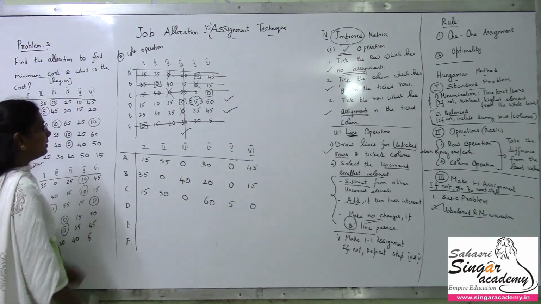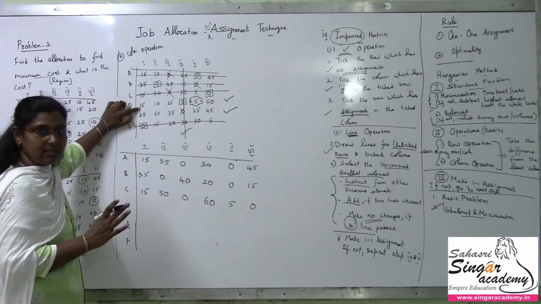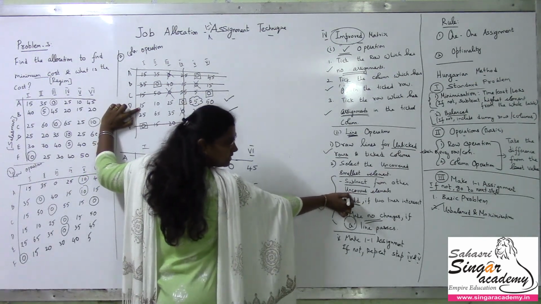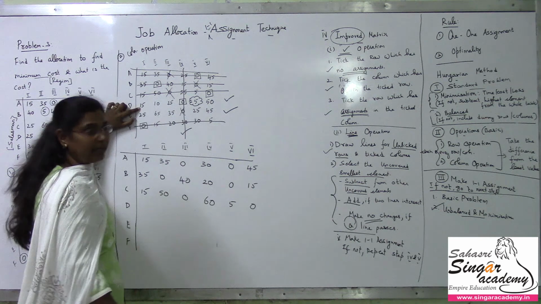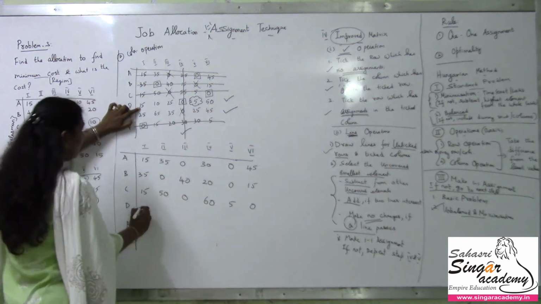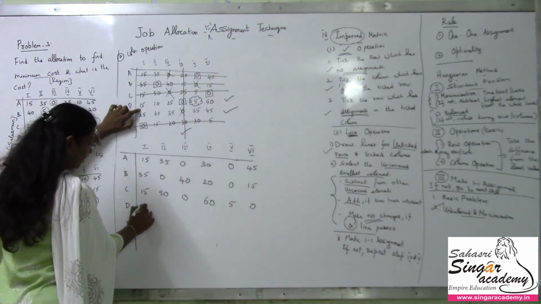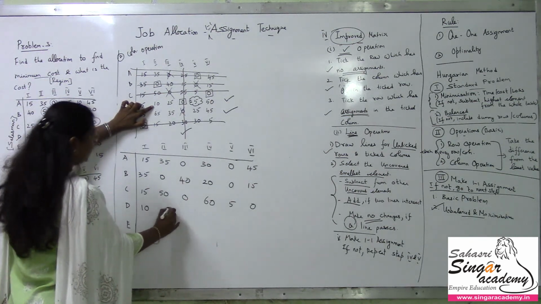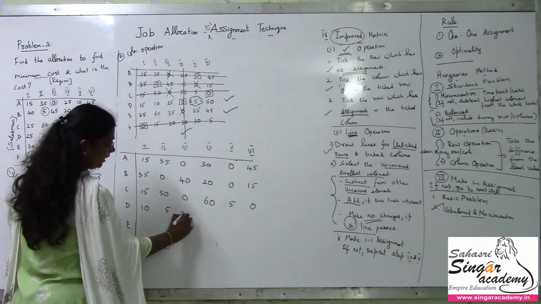Let me go for D. 15, no line passes. No line passes na enna pannum? Uncovered na athom illaya. No line passes na uncovered. Subtracted. Subtract what? The least element 5. இப்போ இங்க நீங்க check பண்ணீங்கன்னா you are getting 10. No lines passes. You are getting 5. No line passes. You are getting 20.